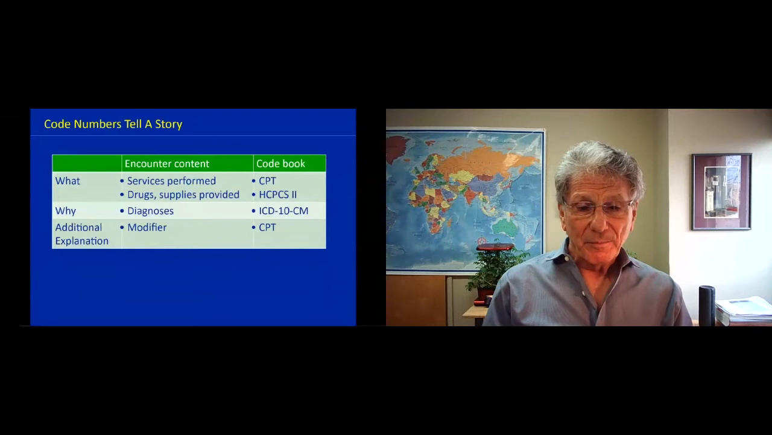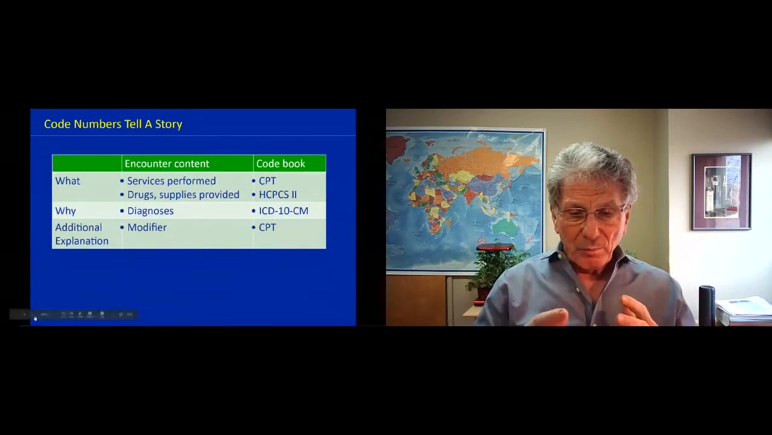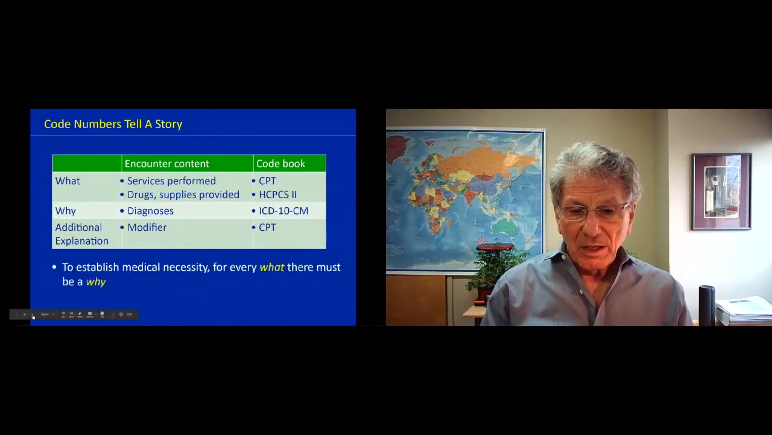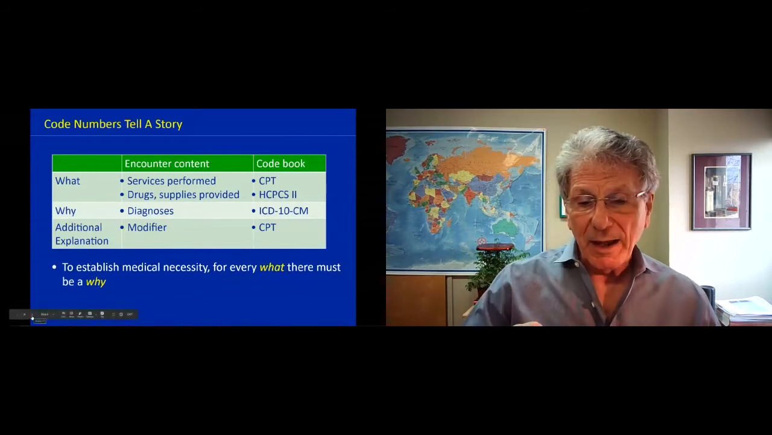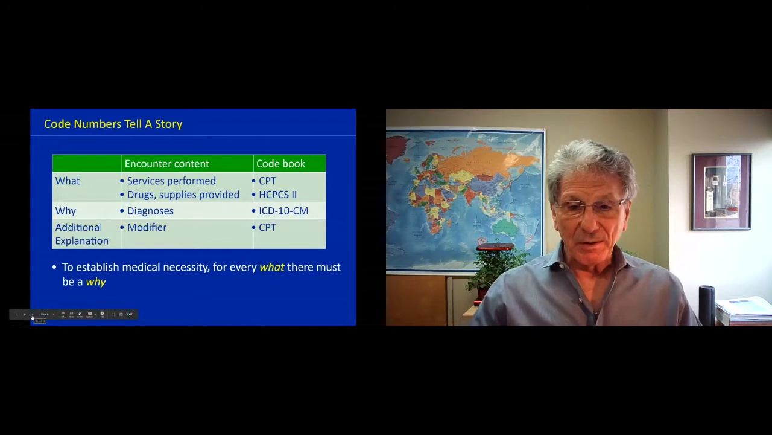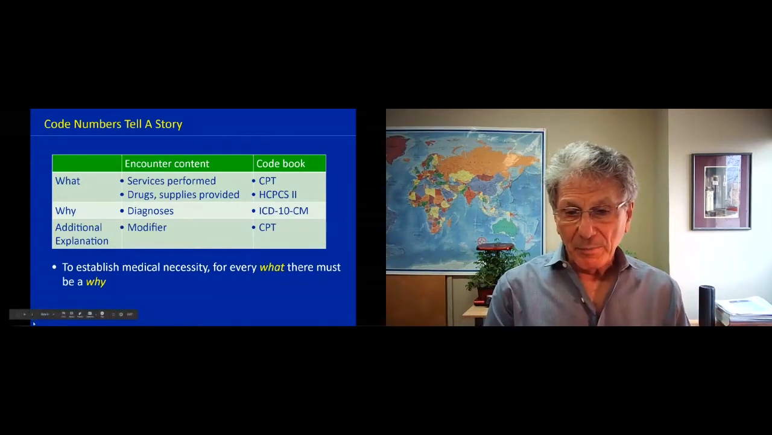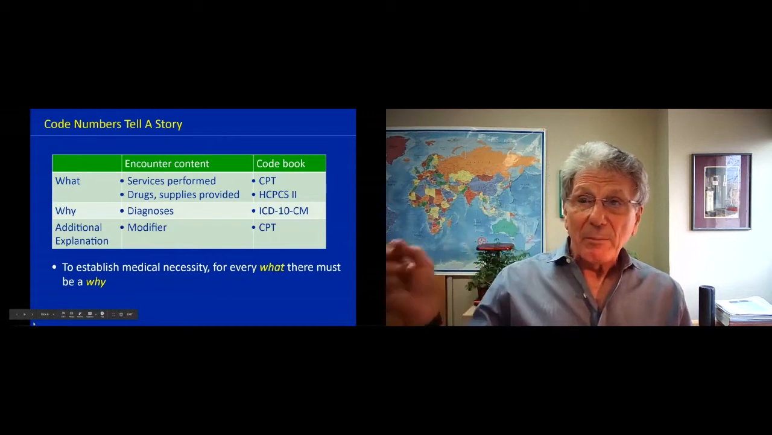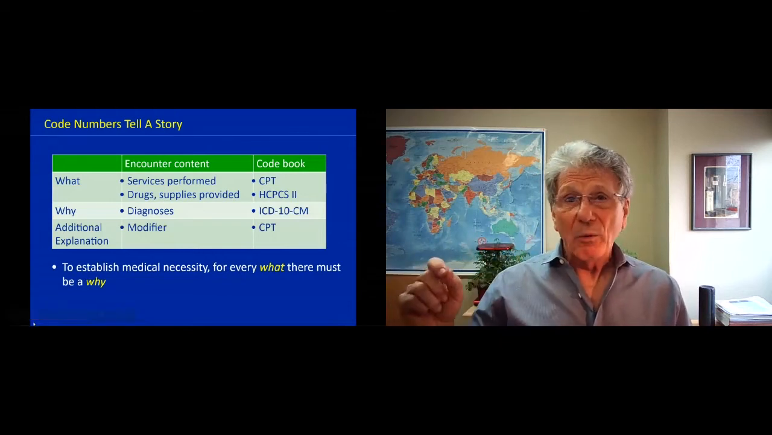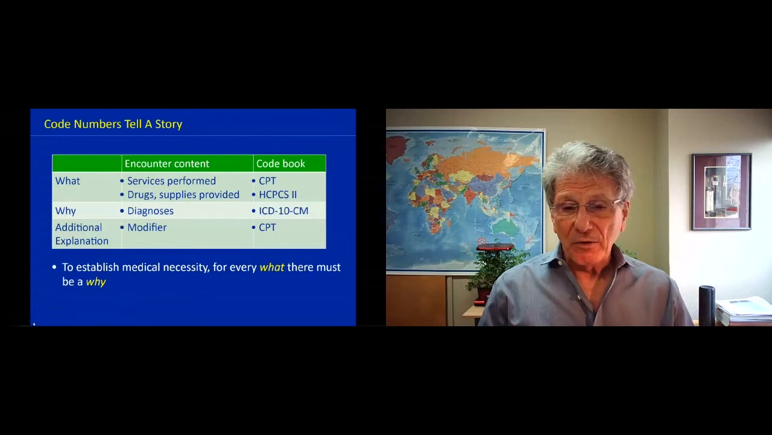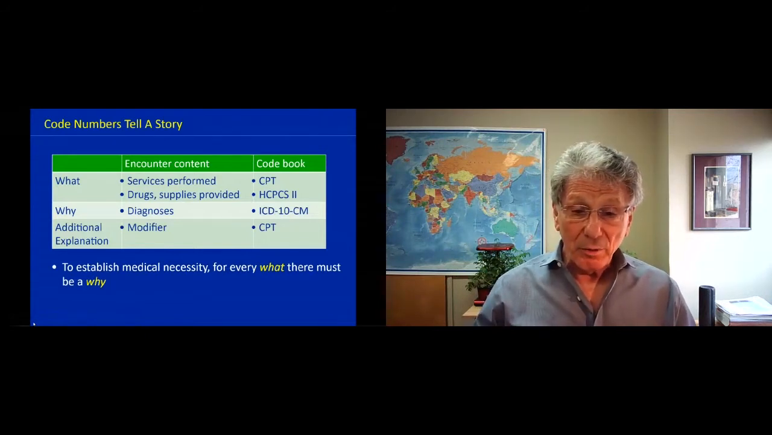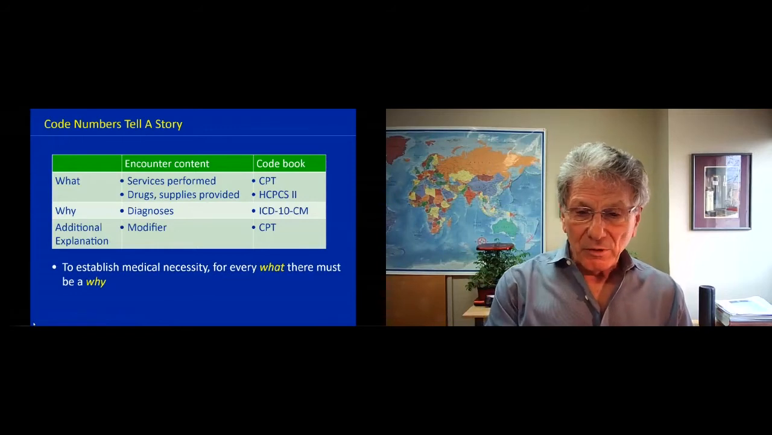So next. Just remember, when you're choosing your codes, in order to establish medical necessity, for every what, there has to be a matching why. So I'll give you a quick example of that. Let's say the what was a colposcopy. And let's say by mistake, you put the why as an ICD-10 diagnosis code for the fact that the person was a type 2 diabetic. That might be entirely true, but that was not a reason to do the colposcopy.